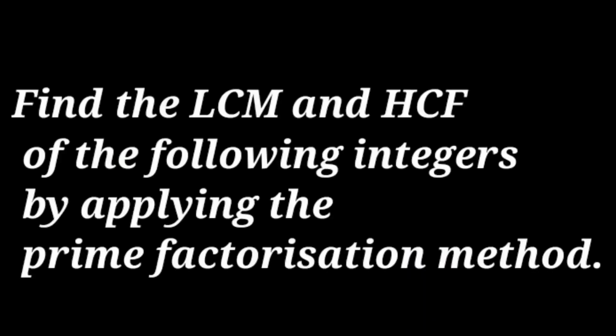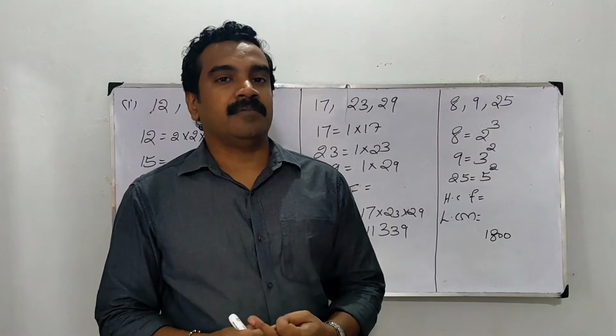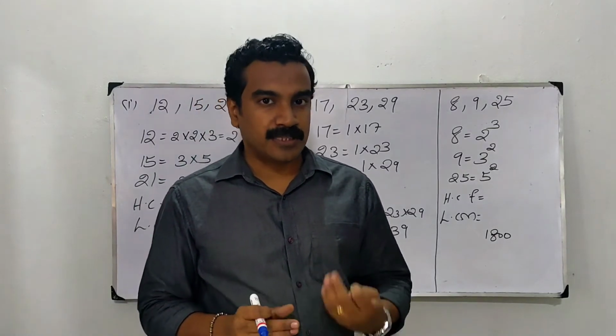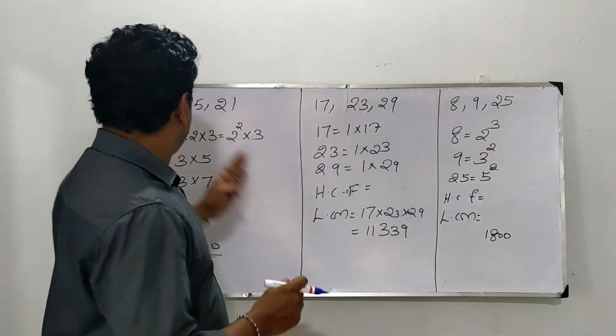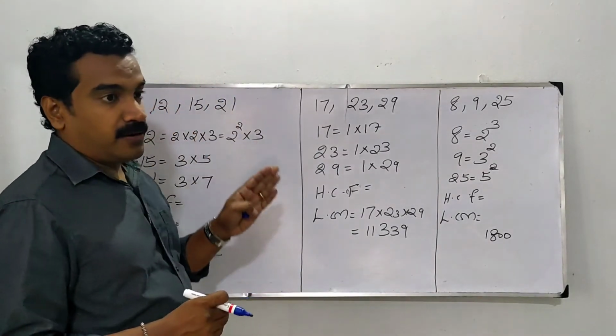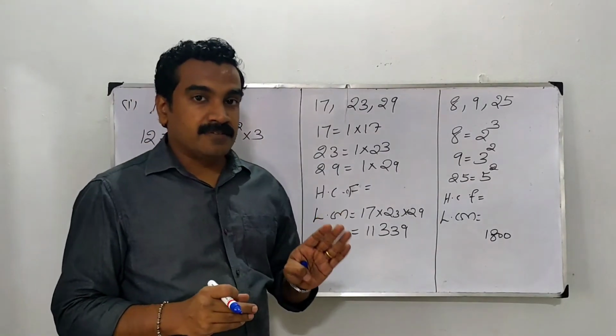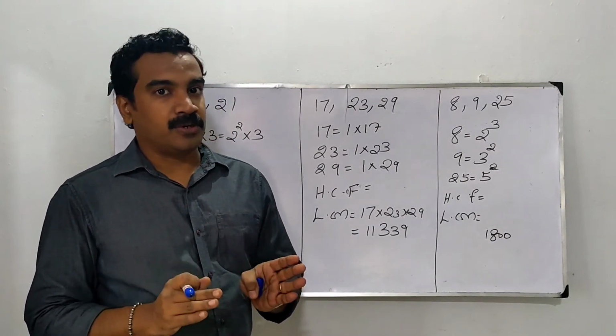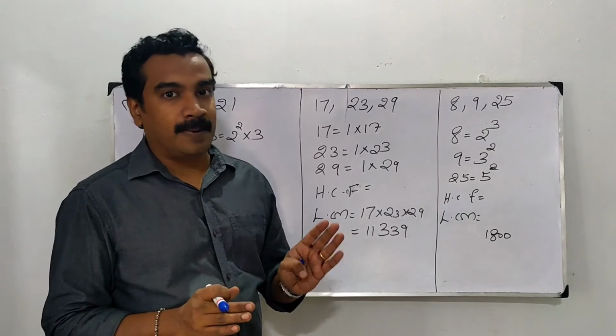This is the method. Find the LCM and HCF of the following integers by applying the prime factorization method. Next question, they gave three numbers. We want to find the LCM and HCF of the three numbers using the prime factorization method: 12, 15, 21. First of all, listen to one thing: LCM into HCF of two numbers is equal to the product of the two numbers, but in the case of three numbers it's not applicable.